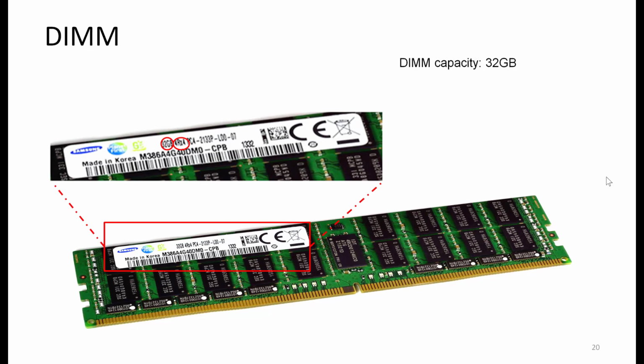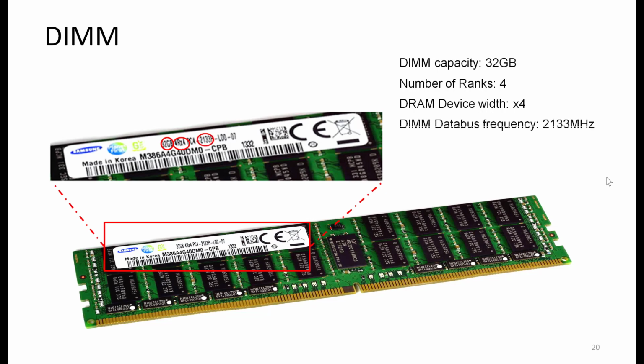Following that, we have 4R x4. It means that this DIMM is made up of 4 ranks, and x4 says that the ranks are made up of x4 devices. Following that, we have the number 2133, which is the DIMM frequency, specifically the data bus frequency, 2133 megahertz.